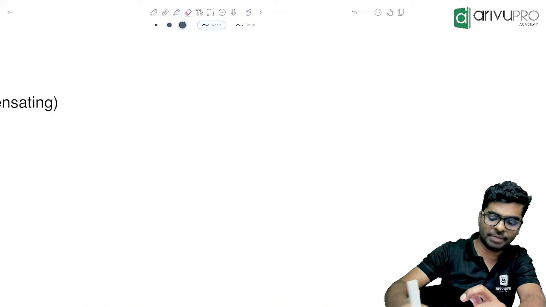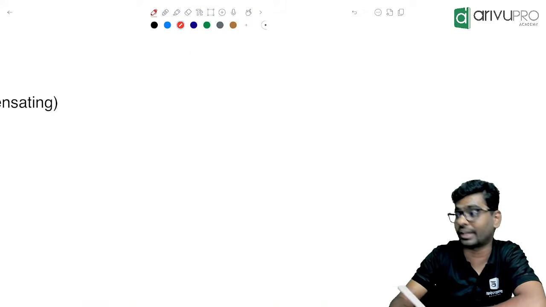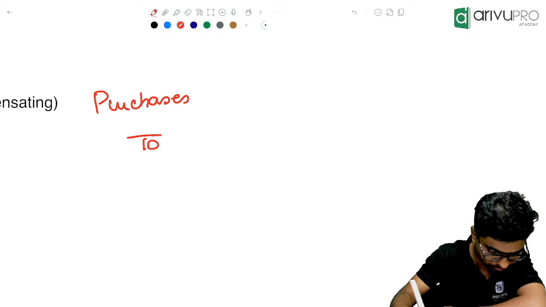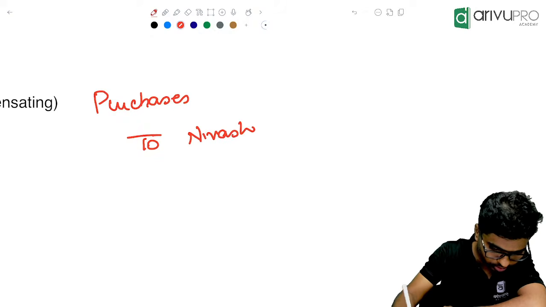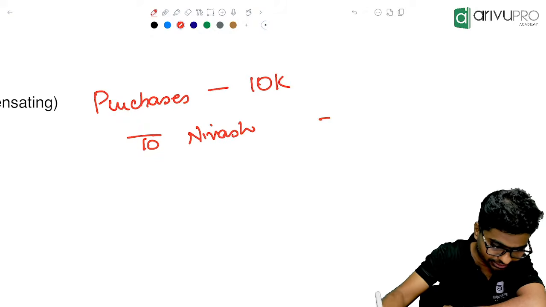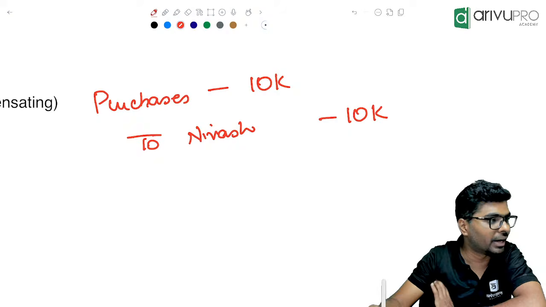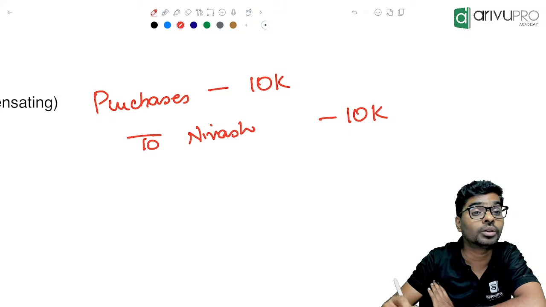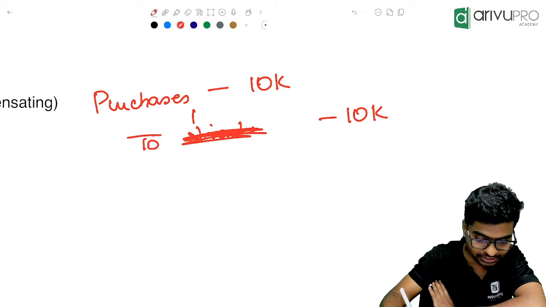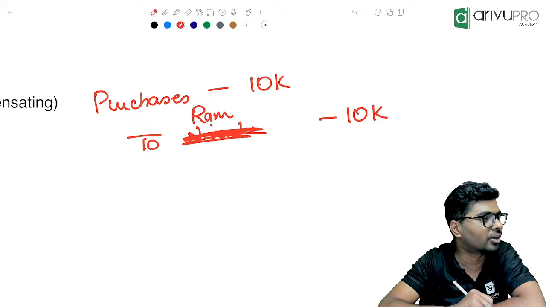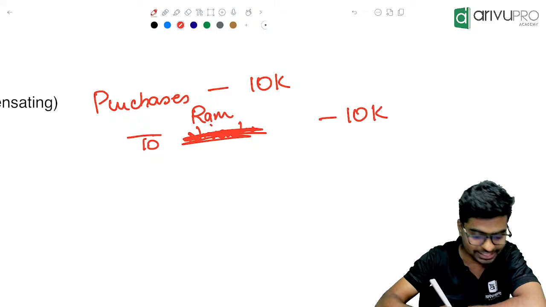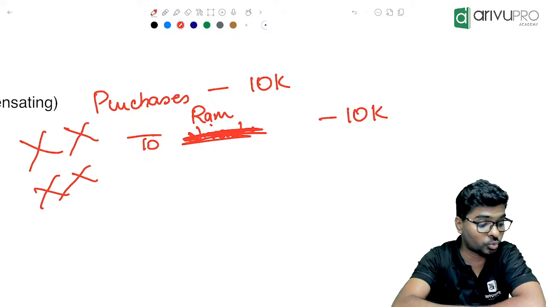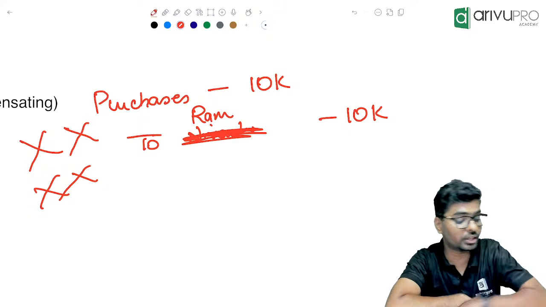Now imagine I purchase goods from Nivash. What do I write? Purchases to Nivash, I'll write it as 10k. Now imagine instead of Nivash, I should have written Ram. What will Nivash do? Write like this and write it as Ram account in the exam. Correct? This is not allowed in real life.